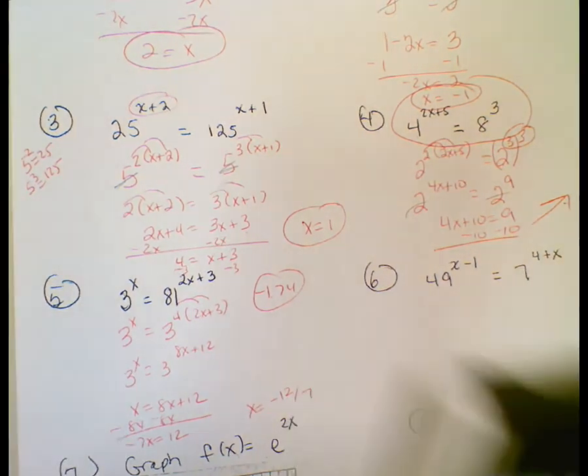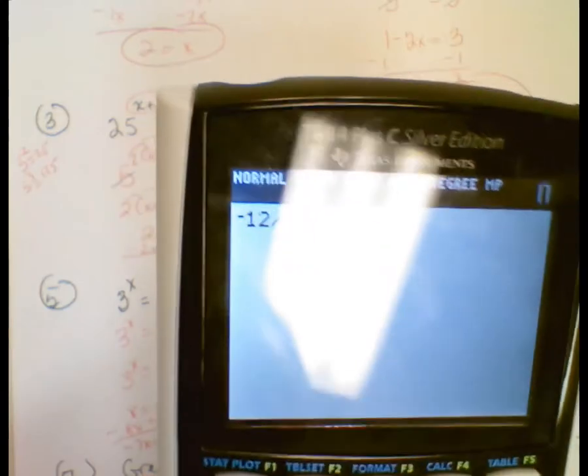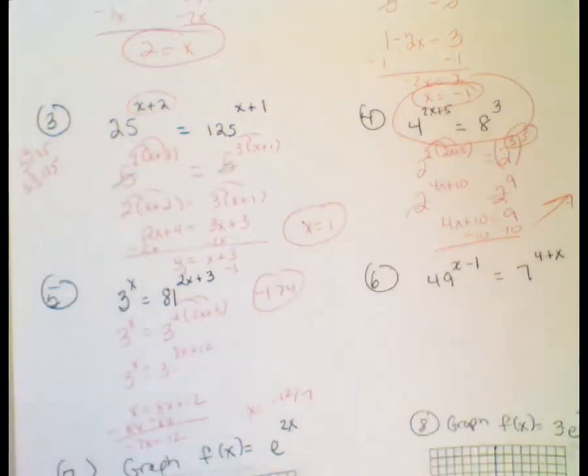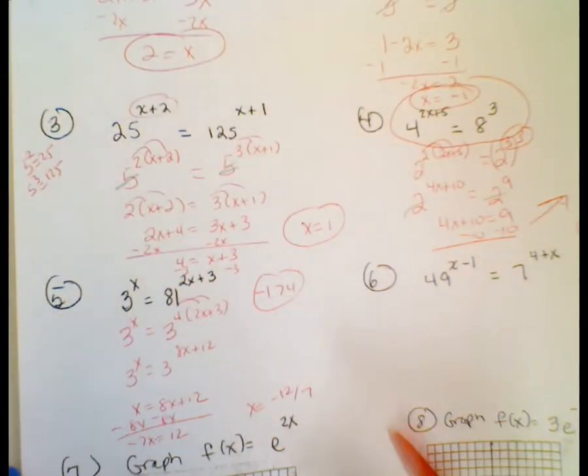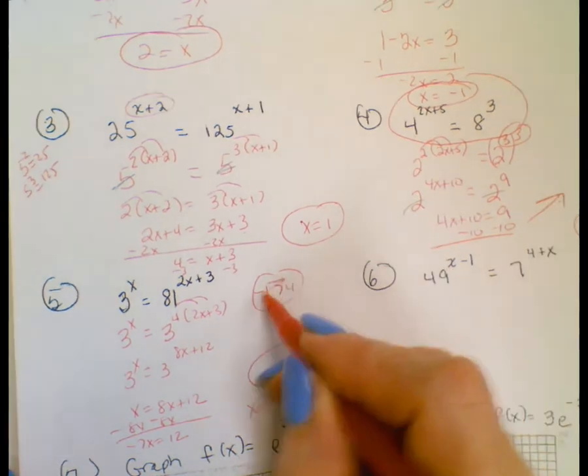Let's see what that looks like. So hopefully that's negative 1.74. So negative 12 divided by 7 is, voila, negative 1.714. I had 4, so I don't know if I just didn't read that right. So it's negative 1.714. I don't think that one's right.